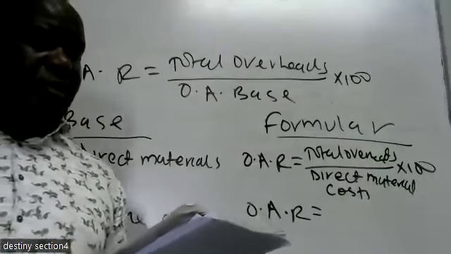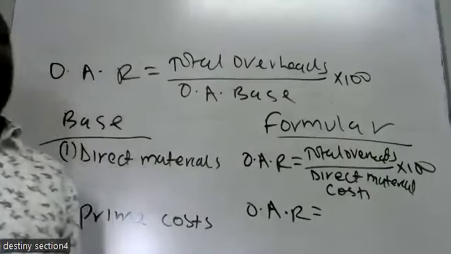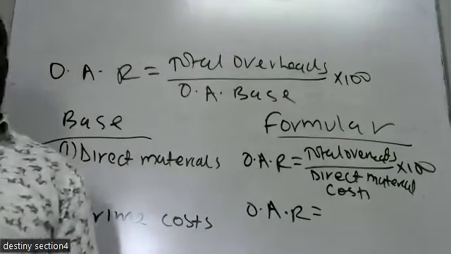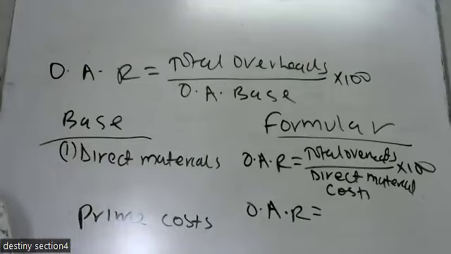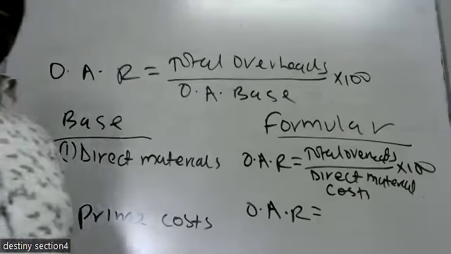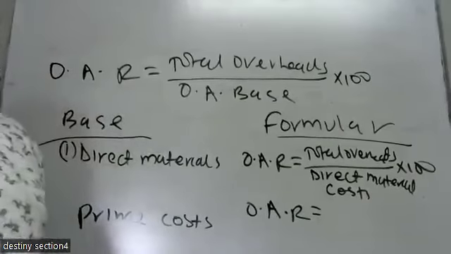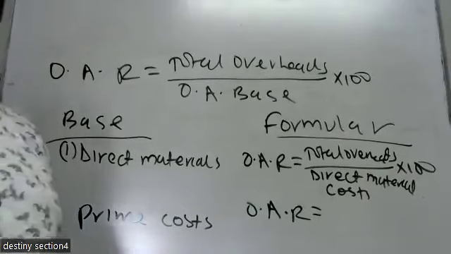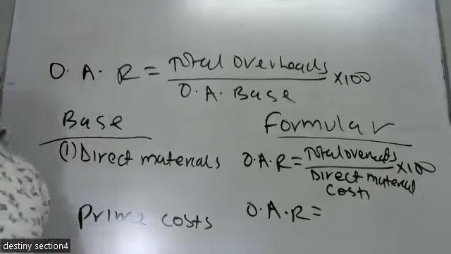The next one will be machine hours. For the machine hours, overhead absorption rate will be equal to total overhead costs divided by the number of machine hours. That one is not a percentage. You simply get the shillings per machine hour.